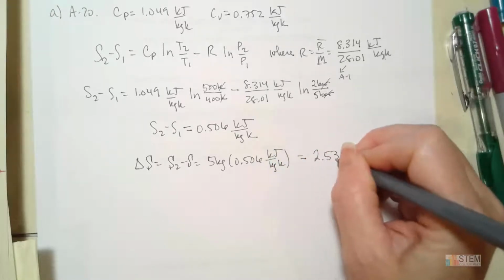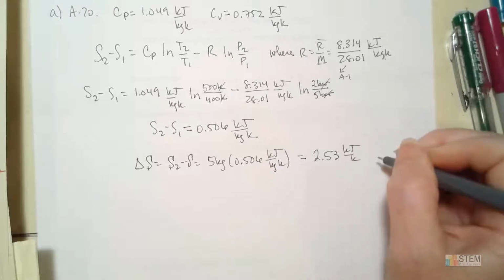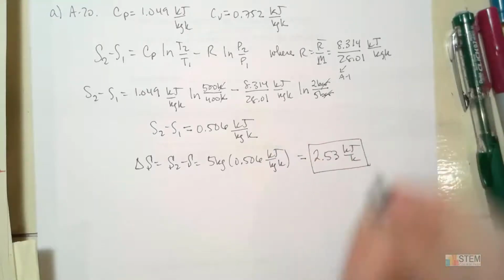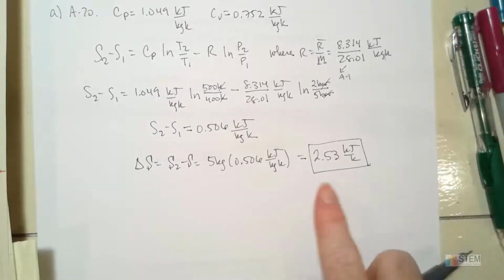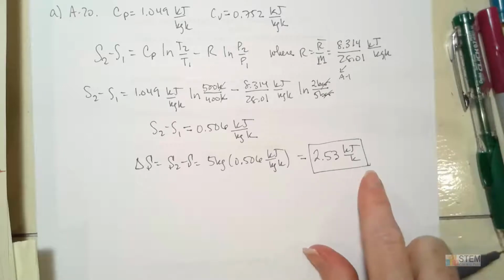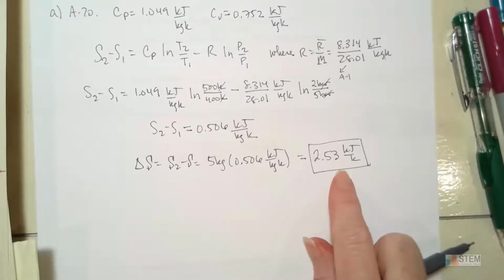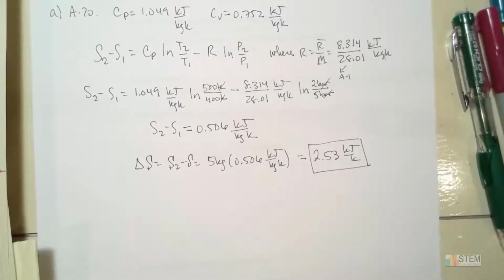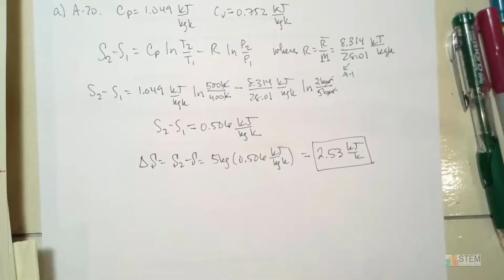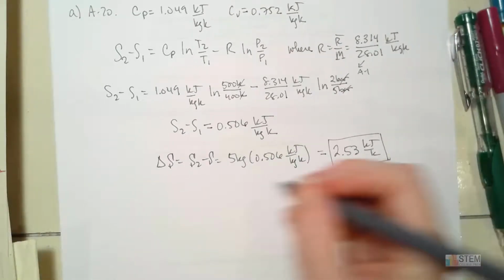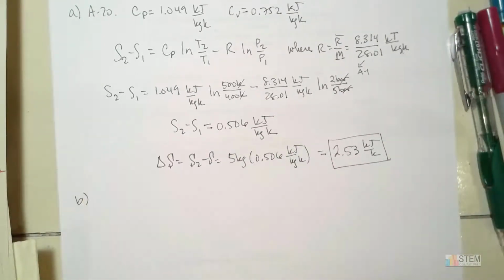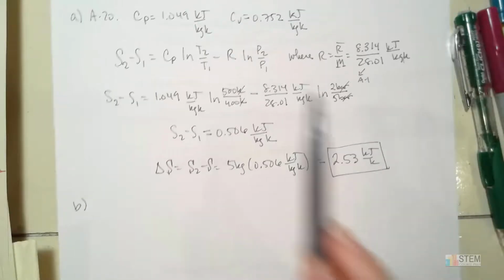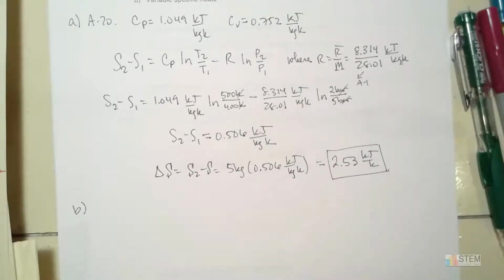So that's 2.53 kilojoules per Kelvin. So that's going to be your change in entropy in your system if you have constant specific heats. Okay, so that's how you would do that. Now part B, we have variable specific heats. All right, so we can't just go to table A20 and look up these two values and go from there. We've got to do something different.